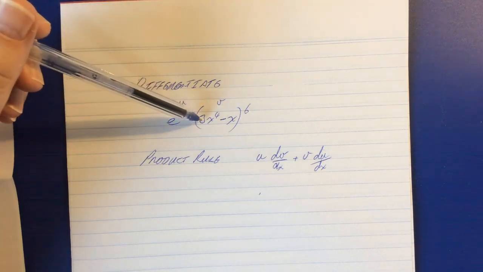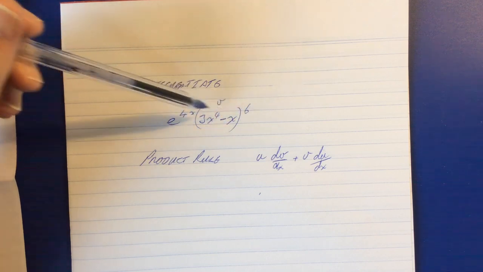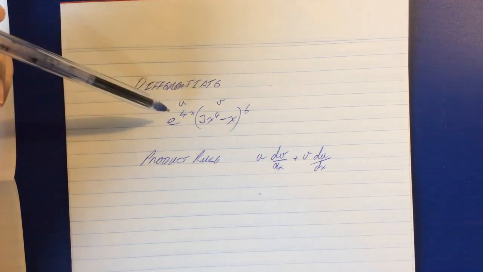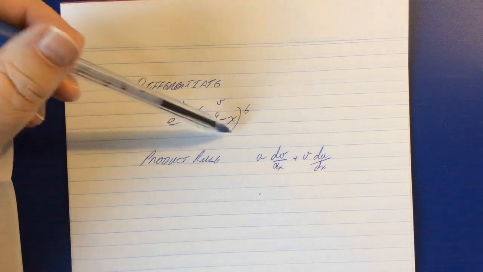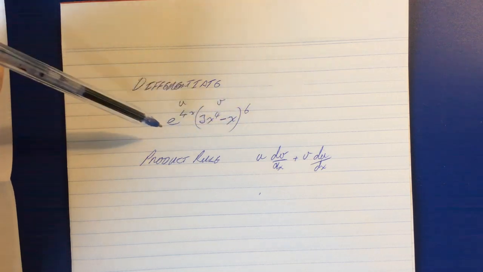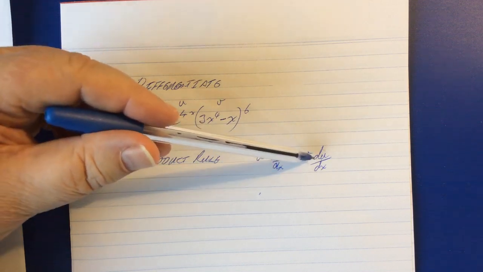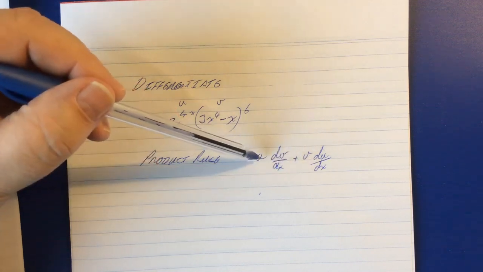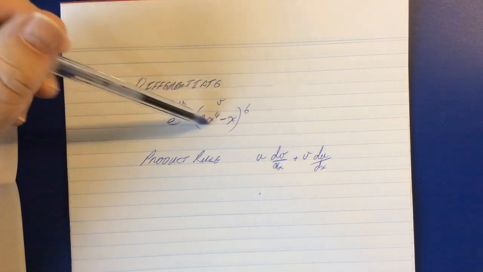Today we're tasked with differentiating this expression: e to the 4x times (3x to the 4 minus x) all to the power of 6. We're going to need the product rule to do this. We're also going to need the chain rule to do this part. The product rule is written out here. We have u and v as parts of that, so I've identified those here.